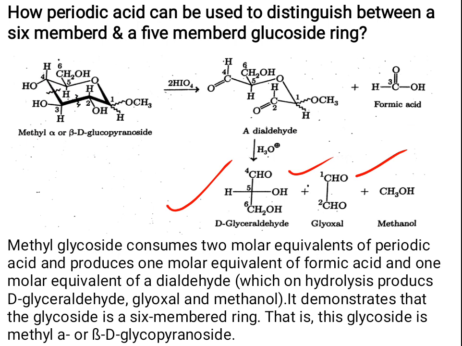Methyl glycoside consumes 2 molar equivalents of periodic acid and produces 1 molar equivalent of formic acid and 1 molar equivalent of a dialdehyde, which on hydrolysis produces D-glyceraldehyde, glyoxal and methanol. It demonstrates that the glycoside is a 6-membered ring. That is, this glycoside is methyl alpha or beta D-glucopyranoside.